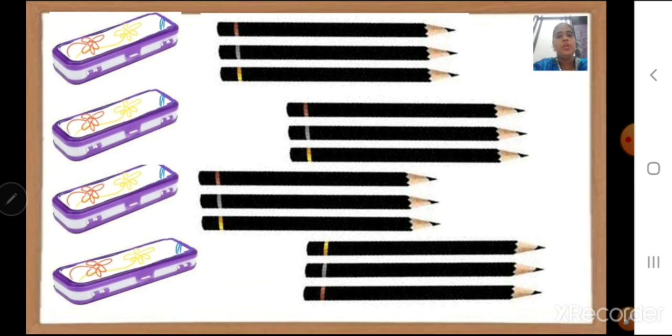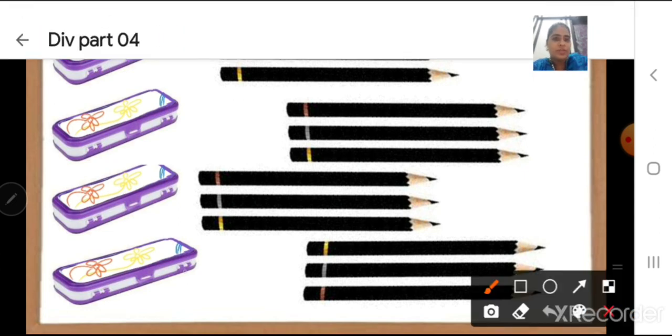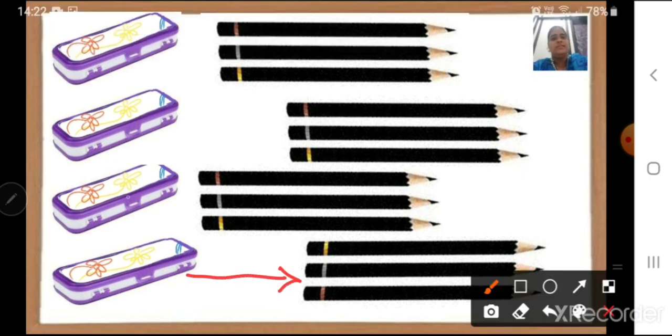Here there are 4 boxes. Okay. And there are pencils. Now children, here each box has 3 pencils. It is given. Now this box, the first one, will have 3 pencils. The next one 3 pencils. Then again the next box will have 3 pencils and the last one also 3 pencils. So all the boxes will have 3 pencils.